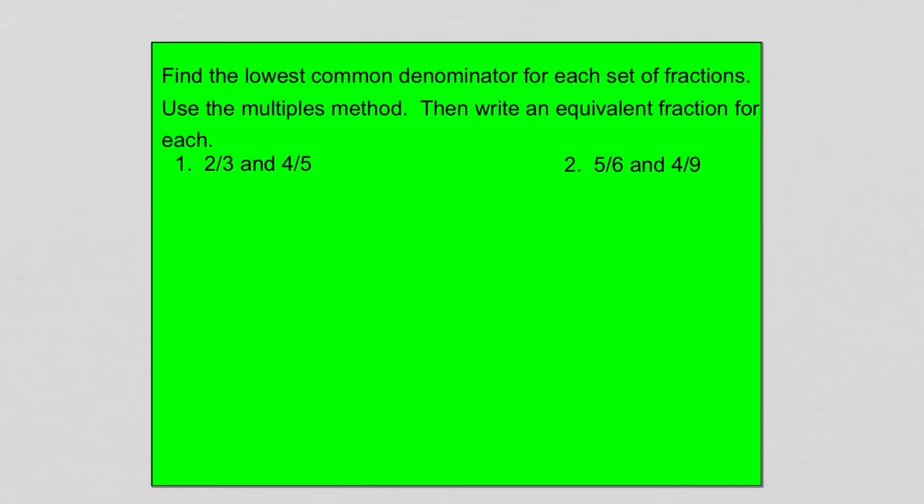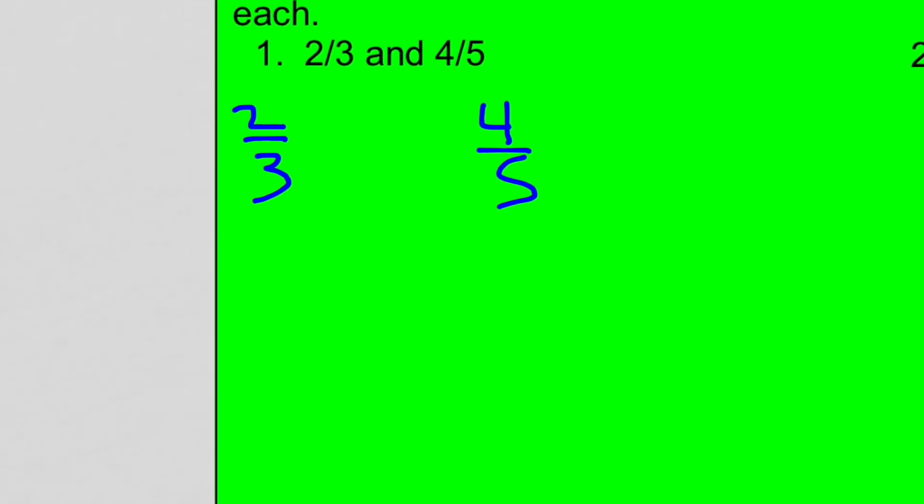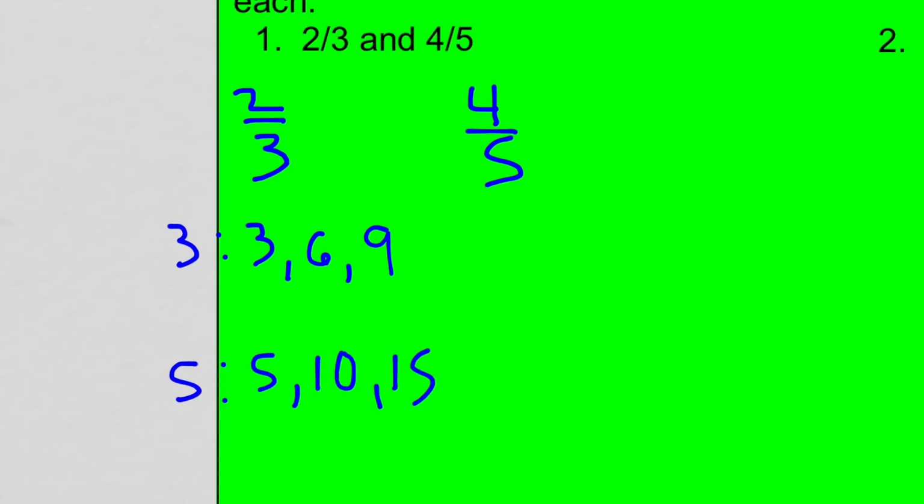Last thing we did is I had them take a set of fractions and find the lowest common denominator for each set using the multiples method, and then write each fraction with an equivalent. So what we did here is we had the fractions 2/3 and 4/5. Okay, and to get the lowest common denominator of 3 and 5, I take my denominators, 3 and 5, and I do some skip counting. 3, 6, 9, 5, 10, 15. Keep going till we get one in common. Okay, do a few more with the 3, 12, 15. There we go. Lowest common denominator of 3 and 5 is 15. And we would call that the LCD is 15.